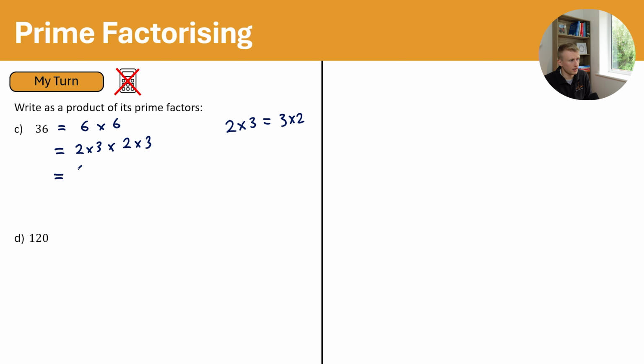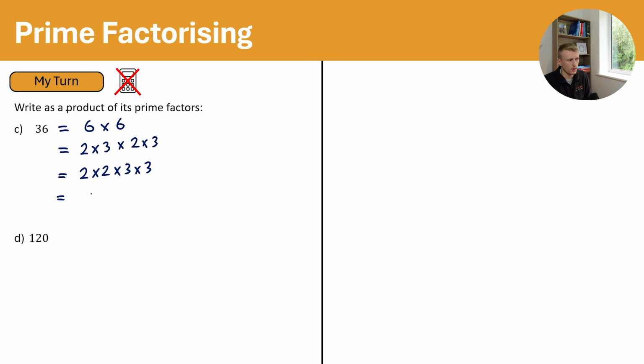So I'm going to rewrite my second line as 2 multiplied by 2, multiplied by 3, multiplied by 3. And I want to write it in index form. I'll do 2 multiplied by 2 to give me 2 squared, and 3 multiplied by 3 to give me 3 squared. And I can check that it's in ascending order, so I start with my prime factor of 2, and then I have my prime factors of 3. So that's fine. Our second example is 120.